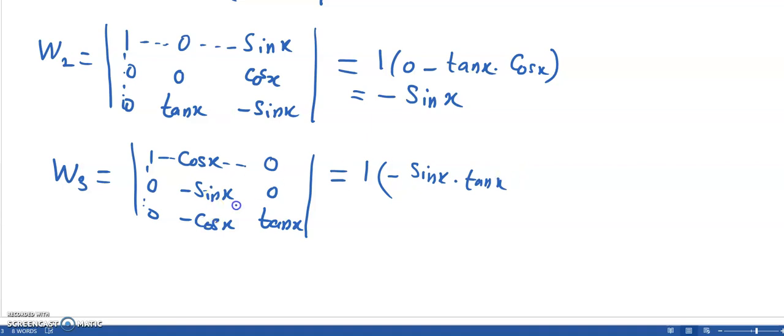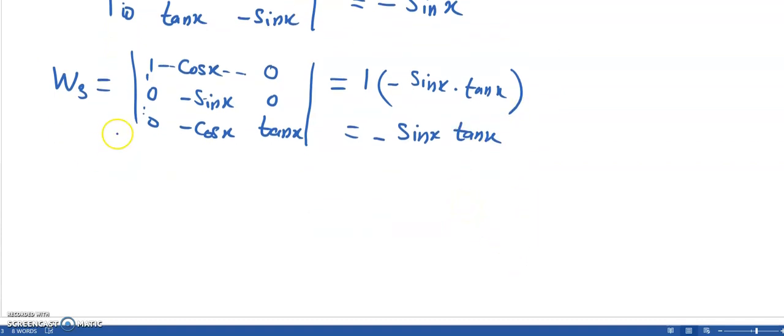and then minus cosine into 0, so that is 0. So the only thing remaining here is minus sine x tangent x. Okay, so minus sine x tangent x. So we have found the W. Now we will have to find u1 prime.